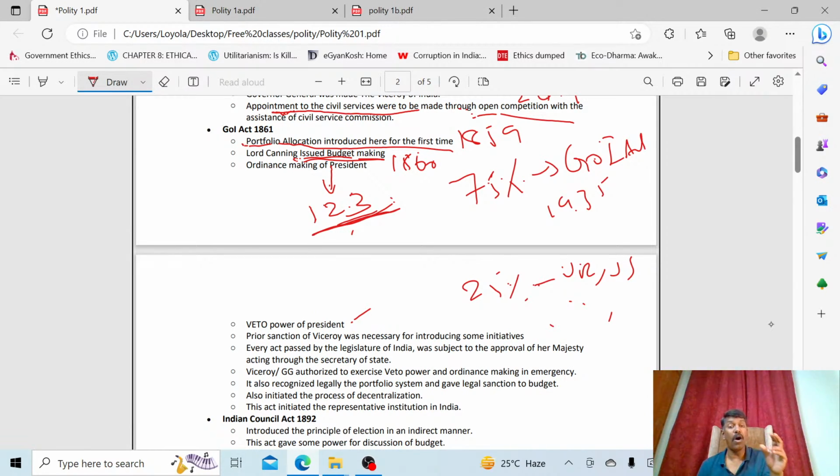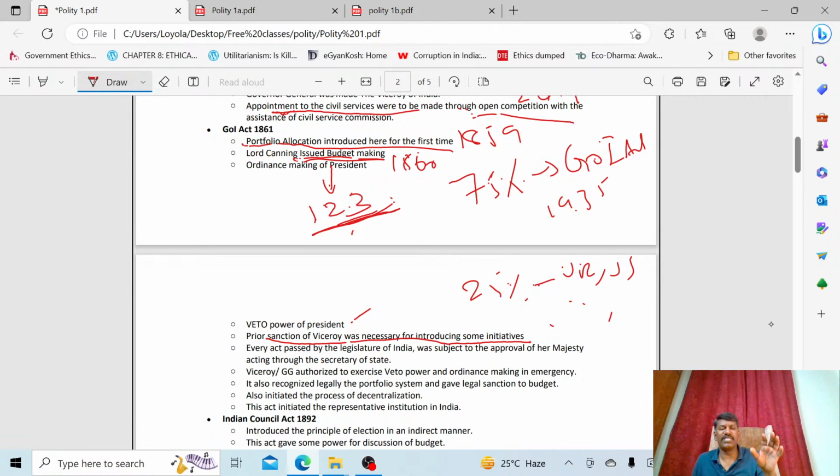The President of India has all those ideas, which got their own significance and origin with the help of the Government of India Act 1861. Apart from that, there is the prior sanction of the viceroy, which was necessary to introduce certain initiatives. In the same way, the prior recommendation of the president is necessary for introducing certain bills, including the constitutional state reorganization bill under Article 3 and 4. All those things come under the category of the prior sanction of the viceroy, an idea also taken from the 1861 Council of India Act.